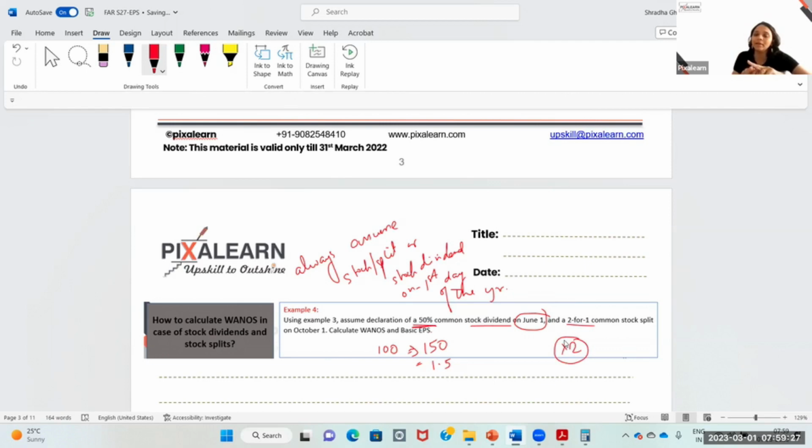2-for-1. That means for 1, I made it 2, by giving you a stock split. So 1 stock became 2. So what is the total number of stock post the split? It became 2. Is this clear? Not 2 plus 1. 1 became 2. This is a stock split. It is not 3. 1 did not become 3. 1 became 2. So you just doubled it. Is this clear?